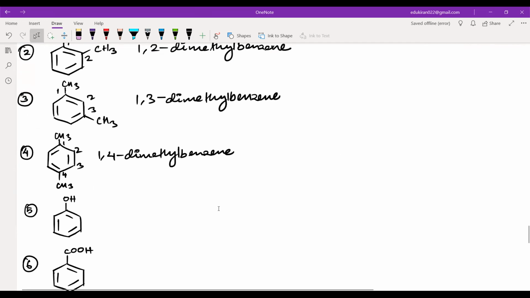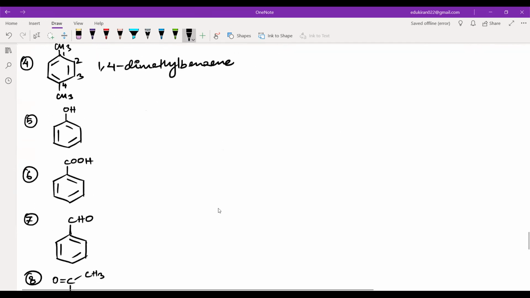Okay, what about the fifth one? What is the substituent in the fifth one? Hydroxy. Okay, so please remember, the name that we are going to use is from the substituent. You will not look at the functional group, because these are not the functional group. These are all substituents. So OH is hydroxy. You will just write hydroxy, because you don't need to number it now. Hydroxy benzene.